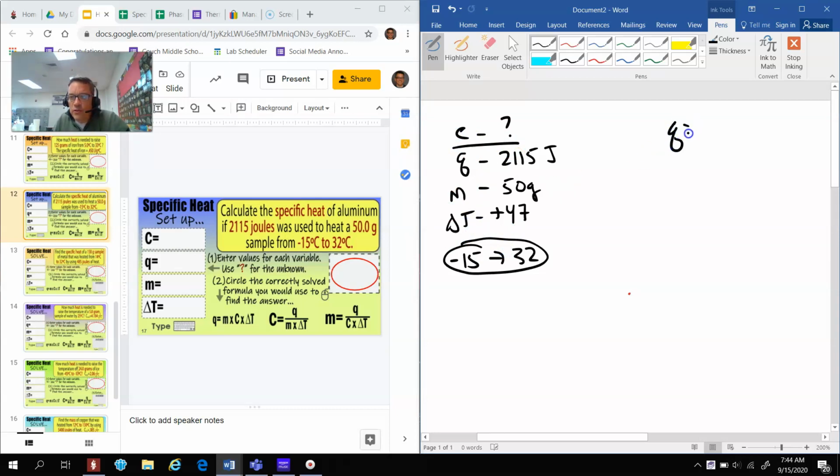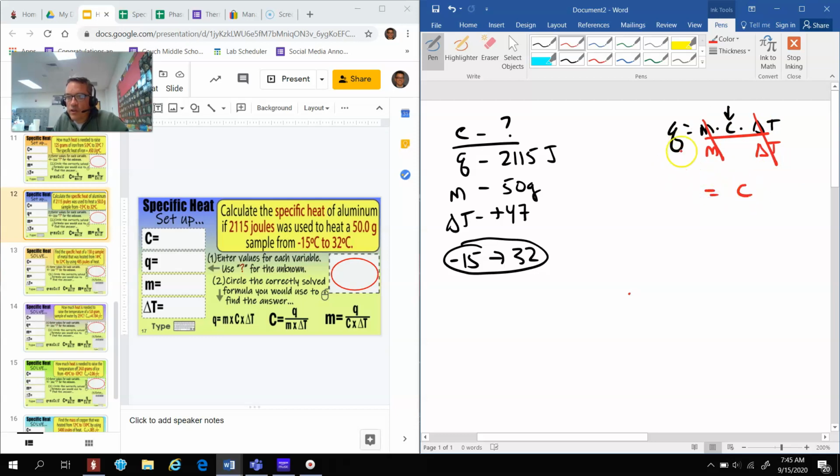Our formula that we start with is Q equals MC delta T. So in this case, we're wanting to get the C by itself. So we're going to do this one just like we did the first one. We want to get rid of the things over here that we don't need. And since everything's multiplied, we need to do the opposite, which is to divide. So we want to cancel out the M, and we want to cancel out the delta T. So if we do that, that's going to leave us with C.